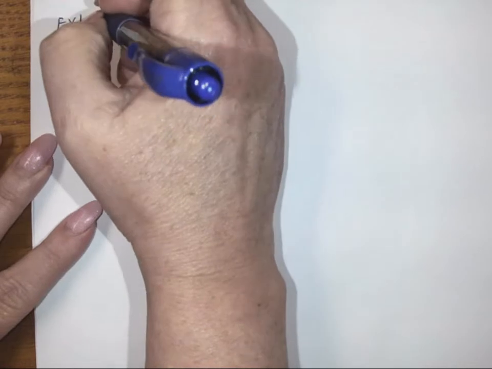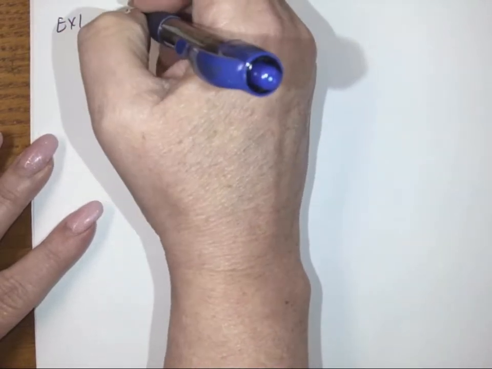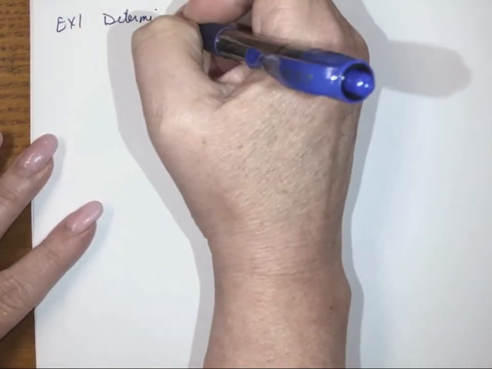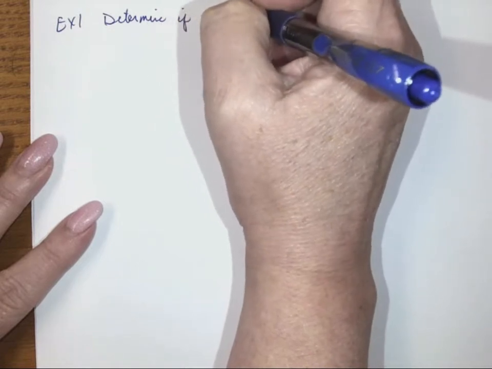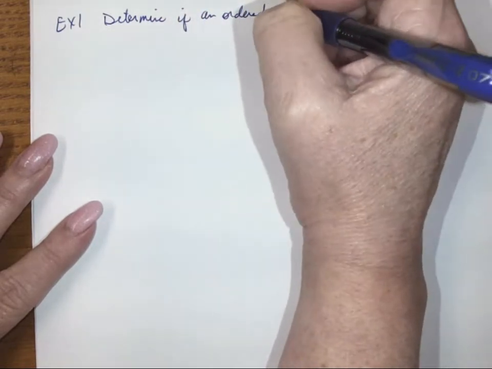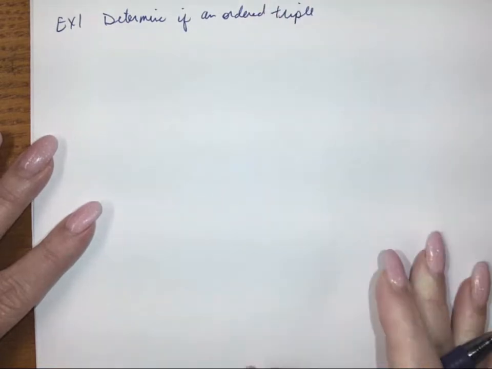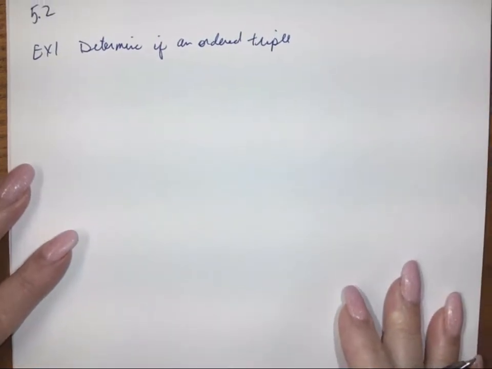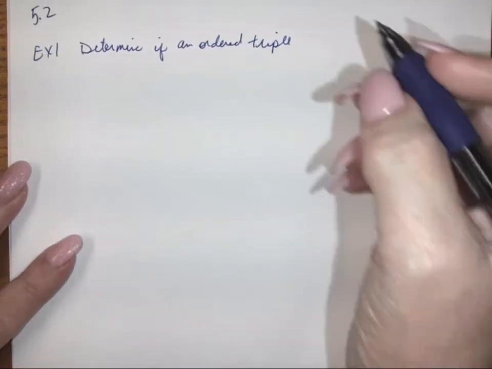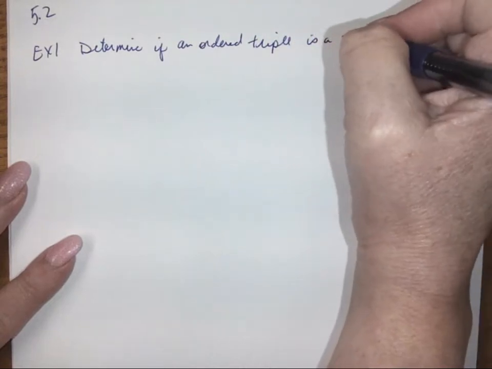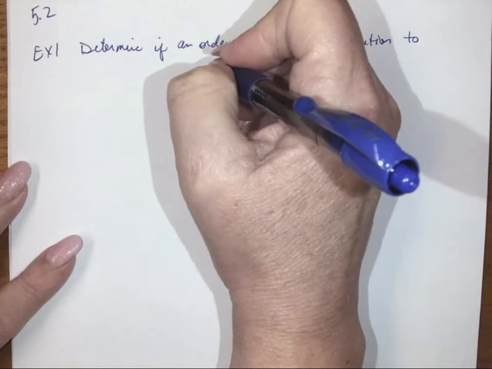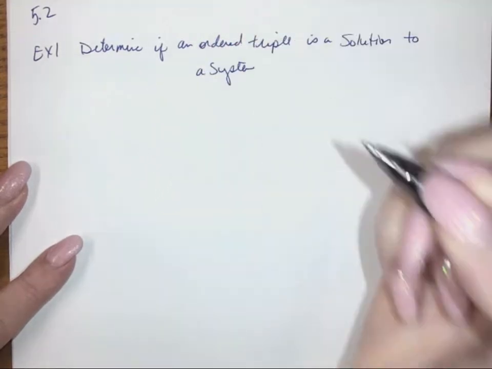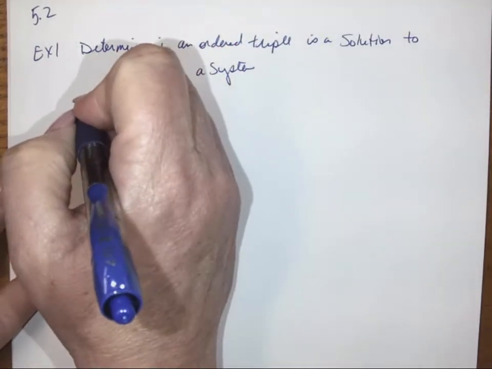is to determine if an ordered triple, so it's like an ordered pair, except it has 3 variables instead of 2 variables, is a solution to a system. So we'll have a bigger system this time.